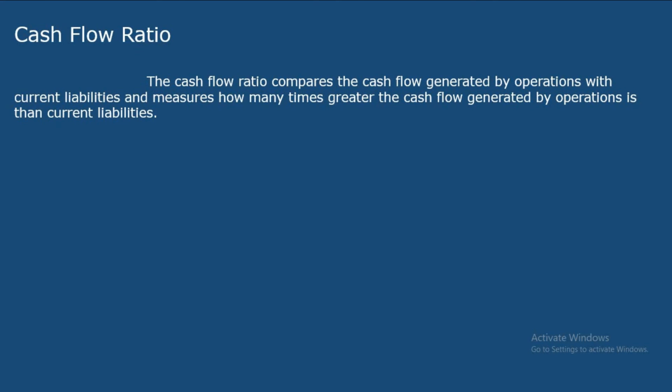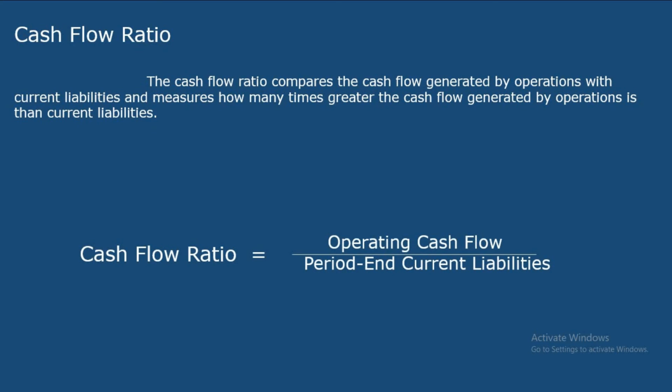Cash flow ratio. The cash flow ratio combines the cash flow generated by operations with current liabilities and measures how many times greater the cash flow generated by operations is than current liabilities. To find the cash flow ratio, we divide operating cash flow for the period by current liabilities.